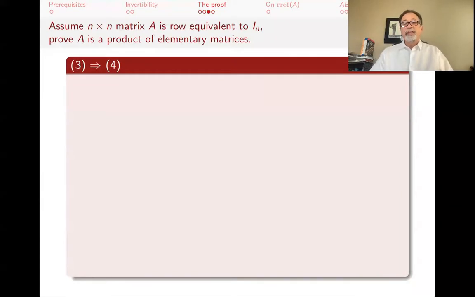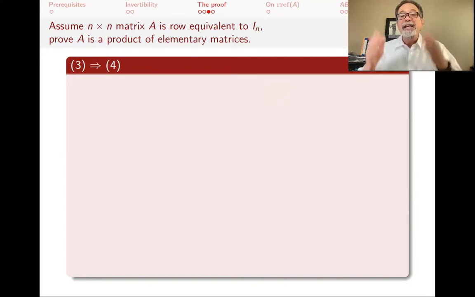Okay, now let's prove that 3 implies 4. Now again, our hypothesis changed. This time, I don't know anything about invertibility. I don't know anything about AX equals 0. But what I do know, again, is that an n by n matrix walked through the door, and I know that it's row equivalent to identity. I know that if I start with A and do elementary row operations, I can get identity. I want to show you that it's a product of elementary matrices.